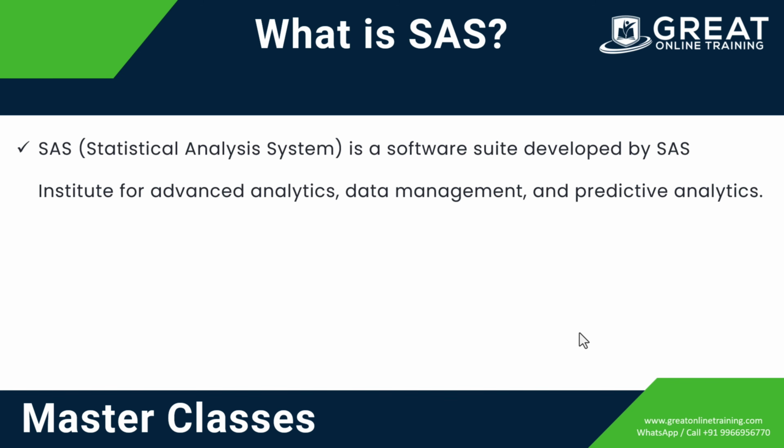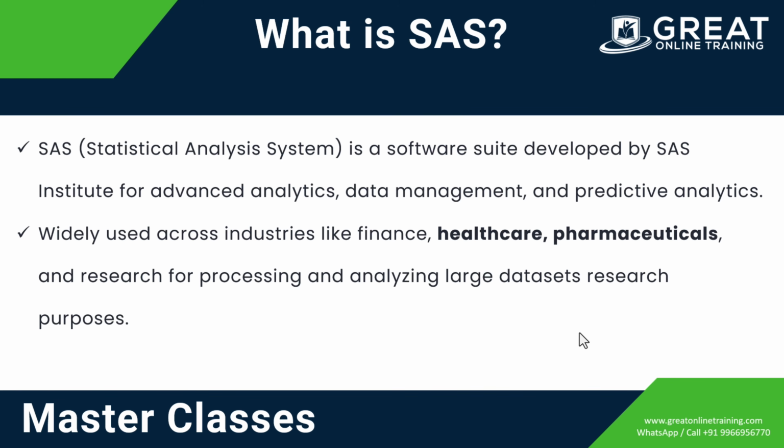What is SAS? SAS means Statistical Analysis Software or System. It is developed by SAS Institute. By using this, we can perform advanced analytics. We can also do data management and predictive analytics with it. SAS is used widely in different industries like finance, healthcare, pharmaceutical, and research for processing and analyzing large data sets. Mainly, we can use this for research purposes.